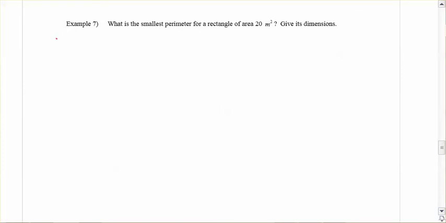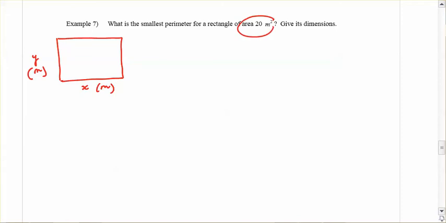So we'll start off by drawing a rectangle. Let its dimensions be x meters by y meters. And we're told that the area is 20 square meters, so we know that xy is equal to 20. What are we looking for? We are looking for the dimensions that give us a smallest perimeter.